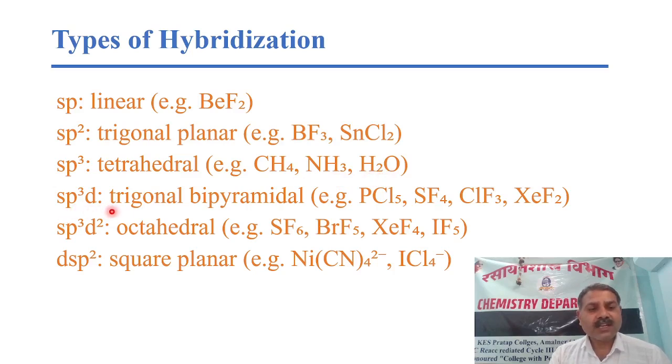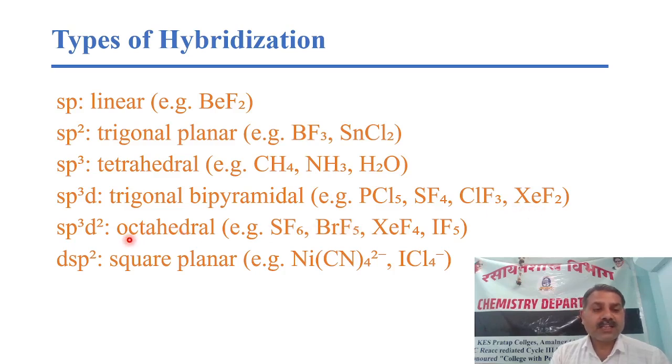In case of sp3d hybridization, trigonal bipyramidal geometry is formed. Five orbitals are involved, therefore 3 orbitals occupy trigonal planar positions, and the 2 hybrid orbitals occupy axial positions. So the geometry will be trigonal bipyramidal. For example, PCl5, SF4, ClF3, and xenon fluoride.